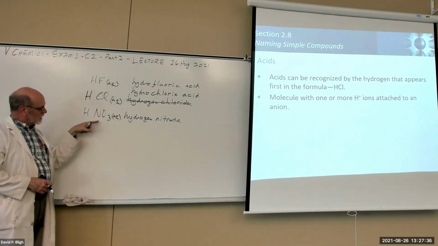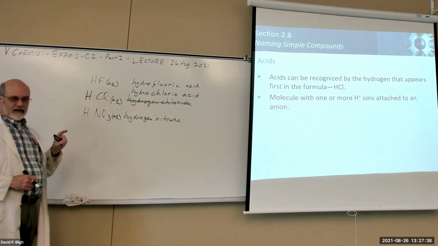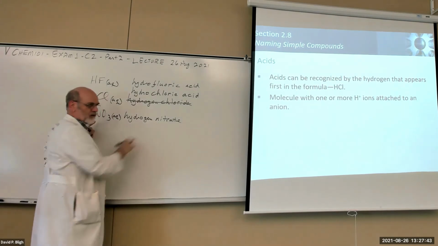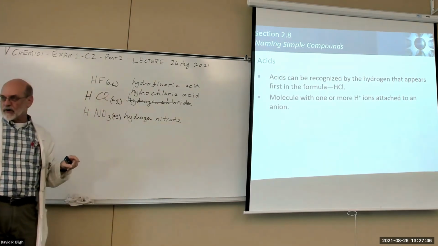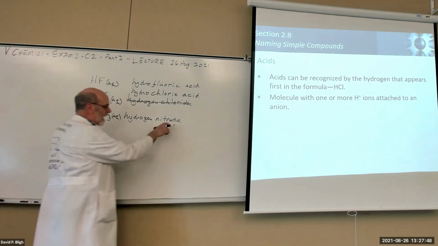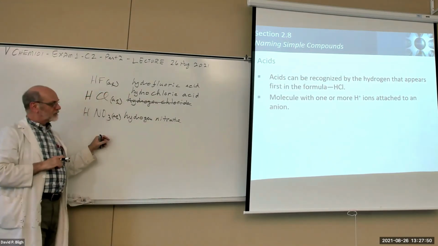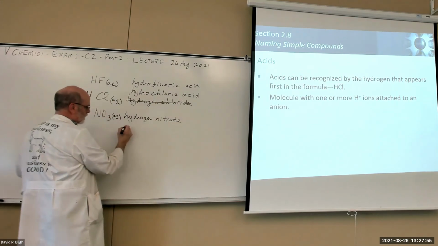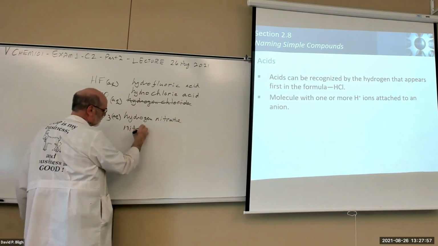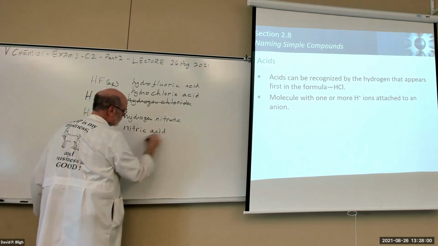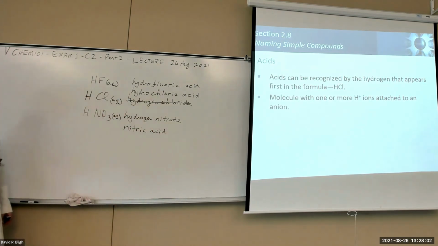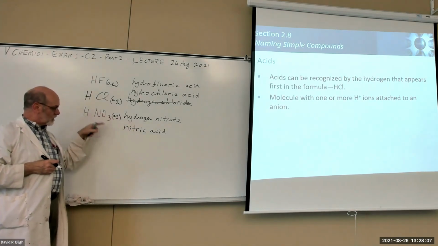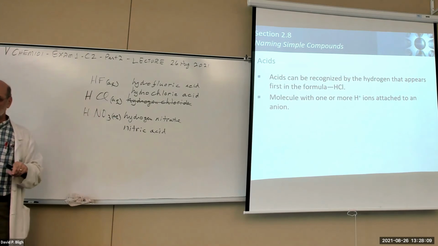Okay, for this one, since it's got oxygen in it, you don't say hydro. You go to the anion part of the name, and then ate becomes ic. Up here, ide becomes ic. Here, ate becomes ic. So it's nitric acid. That's all you have to say. We know from that name that it's this formula and it's in aqueous solution.